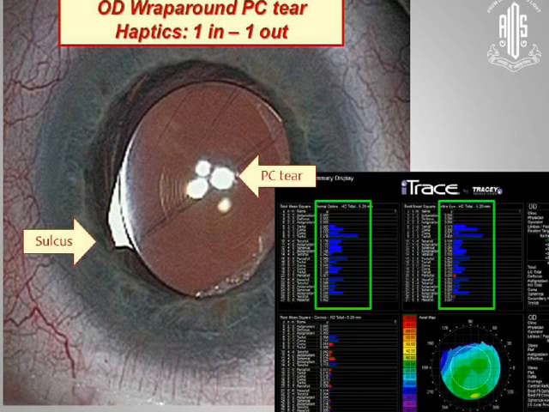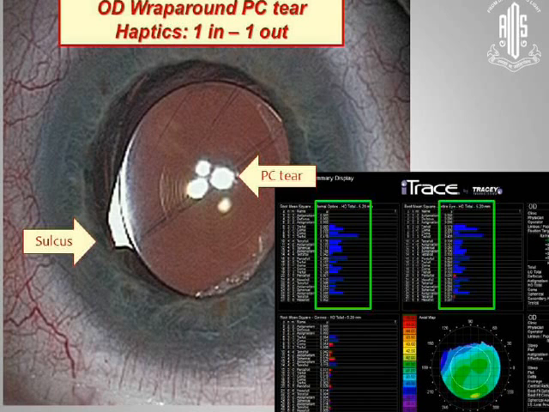He's got an open capsule. He's 20/20. Posterior capsule tear. How many people would exchange it? Okay, a few now would exchange it. How many people would just leave it alone and do a multifocal in the other eye? Few, okay.